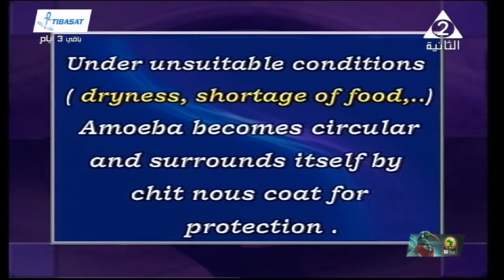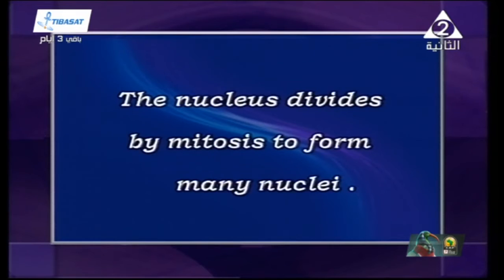Like dryness, or extreme or very low temperature. All of them are called unsuitable conditions. And what happens after that? The nucleus inside the circular, chitinous form divides by mitotic division, to form what?